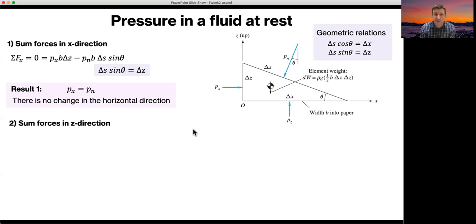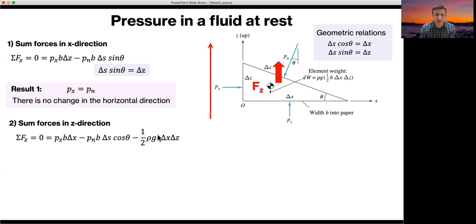And then we're going to sum the forces in the vertical direction, Z. Again, following the same technique, the sum of the forces in the Z direction is zero because there's no motion, it's at rest. We're going to first consider the pressure Pz over the surface delta X times B, so that area delta X times B. And we're going to take away the pressure Pn because it's acting vertically downwards. This is going to be times the area delta S times B, but it's only going to be the component Pn cos theta, so only this amount.